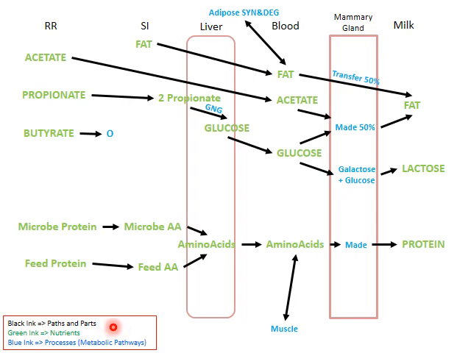As I did in A and P, we'll use black as our paths and parts, green ink as our nutrients or our compounds, and then the blue are processes that occur along the way. So we have all three here. We'll break them down one at a time so we can go through them.